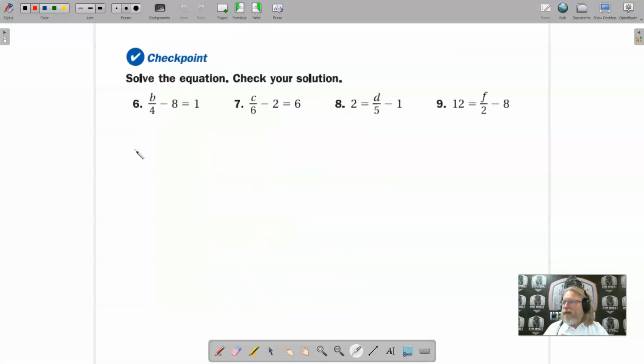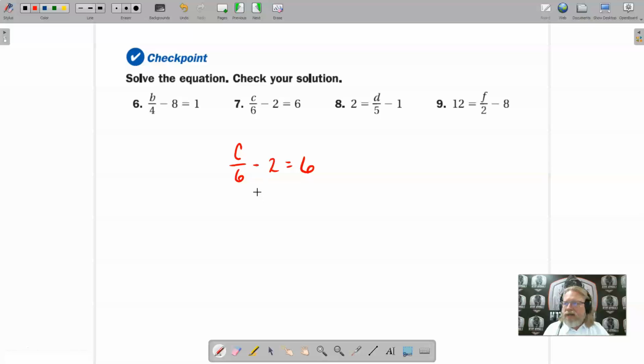So let's look at a couple examples here. This time we'll do 7 and 9. Let's give those a try. So we have c over 6 minus 2 equals 6. So before we can deal with the c over 6 part, we have to deal with this minus 2.